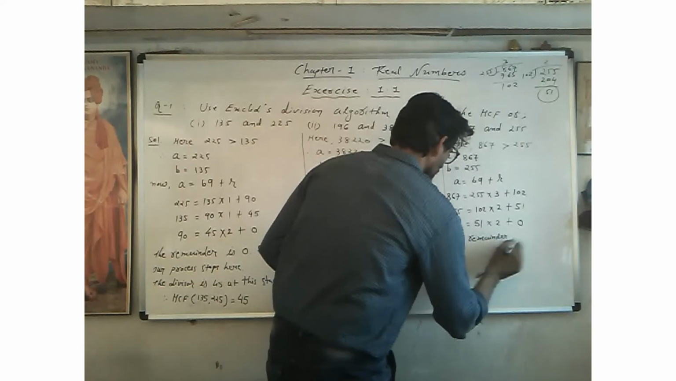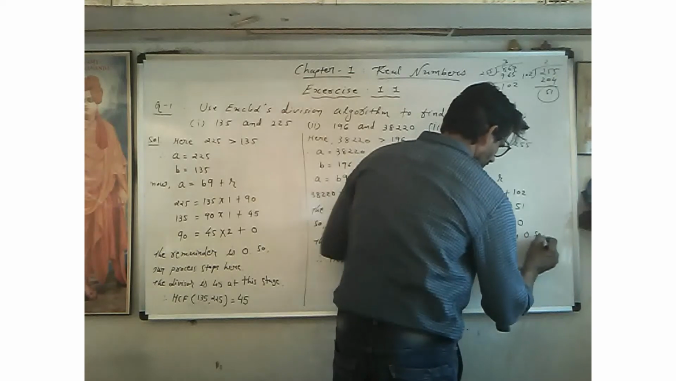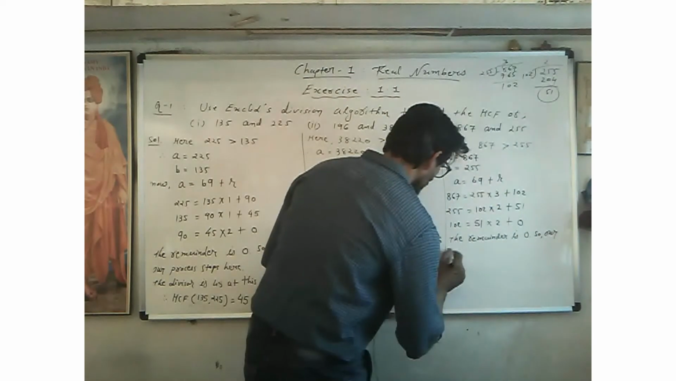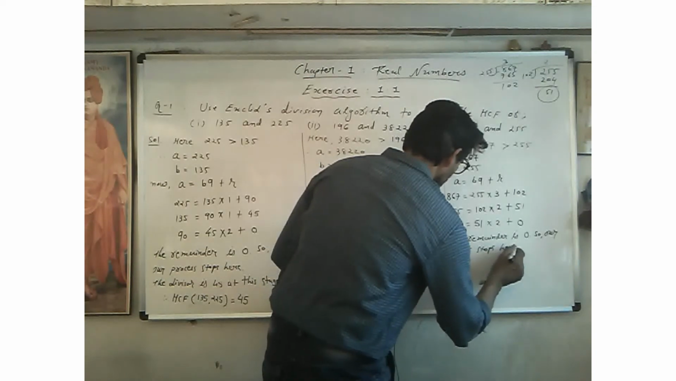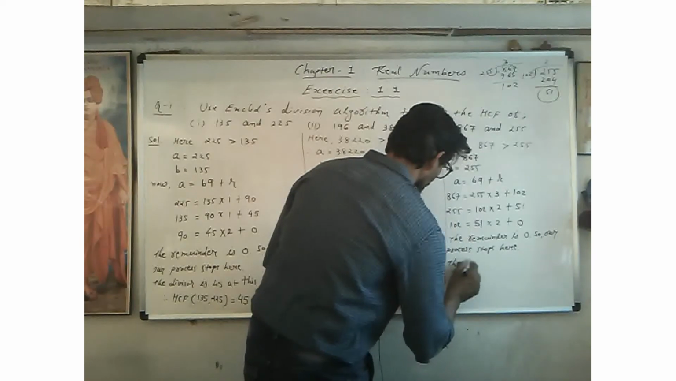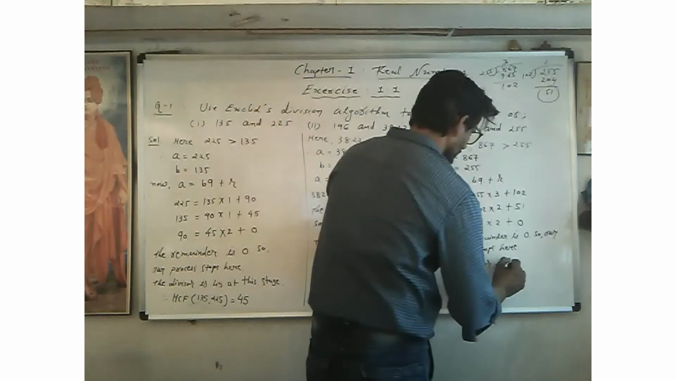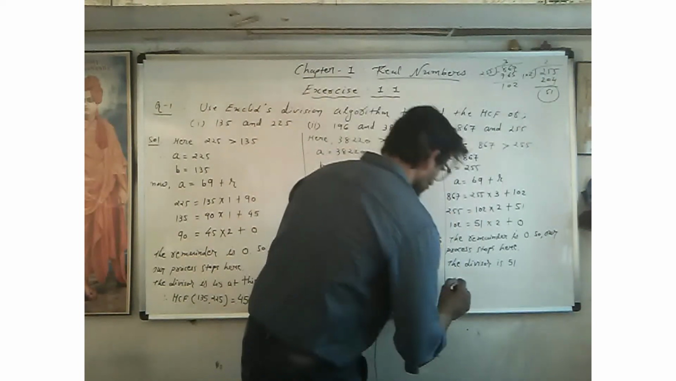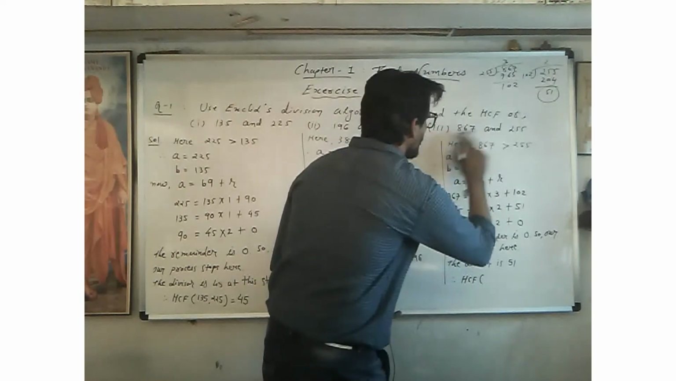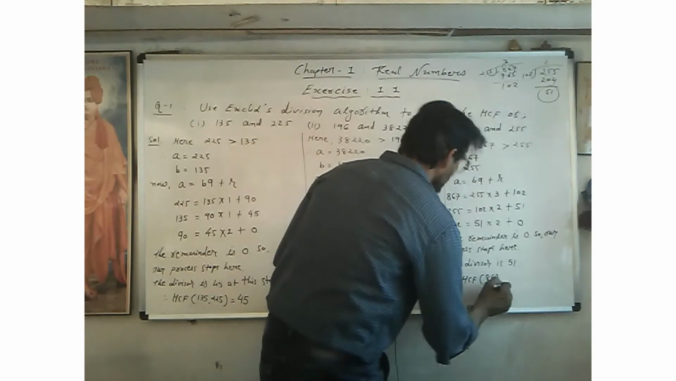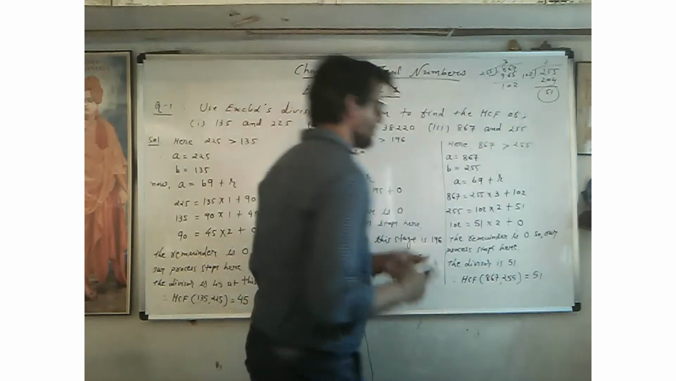The remainder is 0, so our process stops here. The divisor is 51. So HCF of 867 and 255 is equal to 51. Clear?